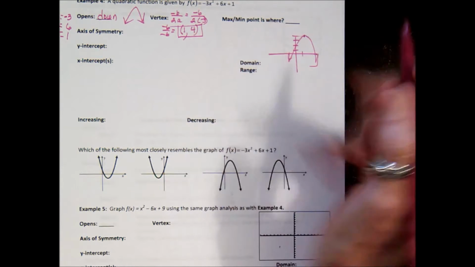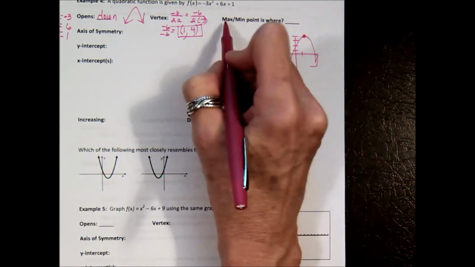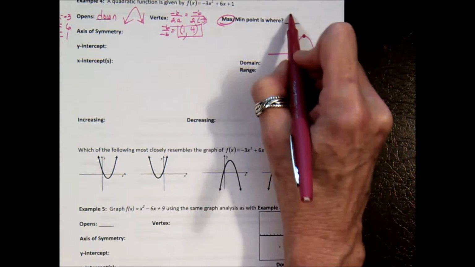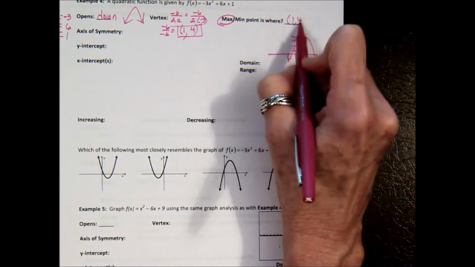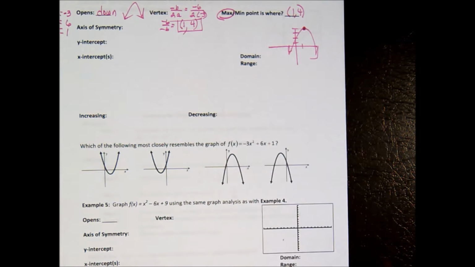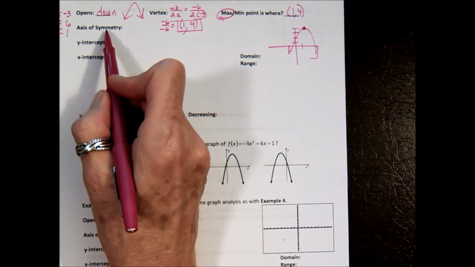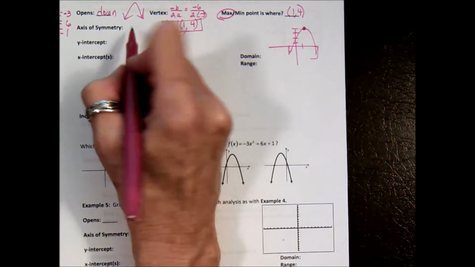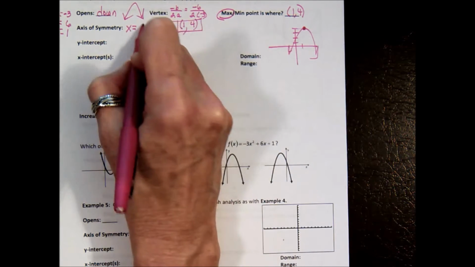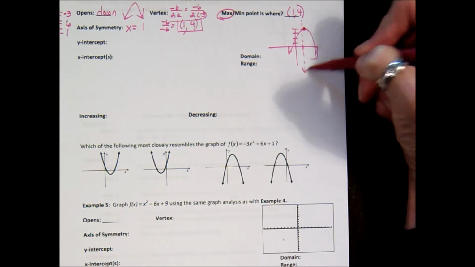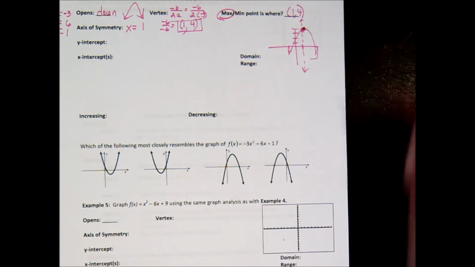Yes, it does. It has a max point. And where is it? It's right at the vertex, so it's at the point (1, 4). That's where my max point is. What is the axis of symmetry? Well, I've told you before, once you have your vertex, it's just x equals whatever your x value is. So it's that line that goes down through x equals 1 and goes through that vertex.